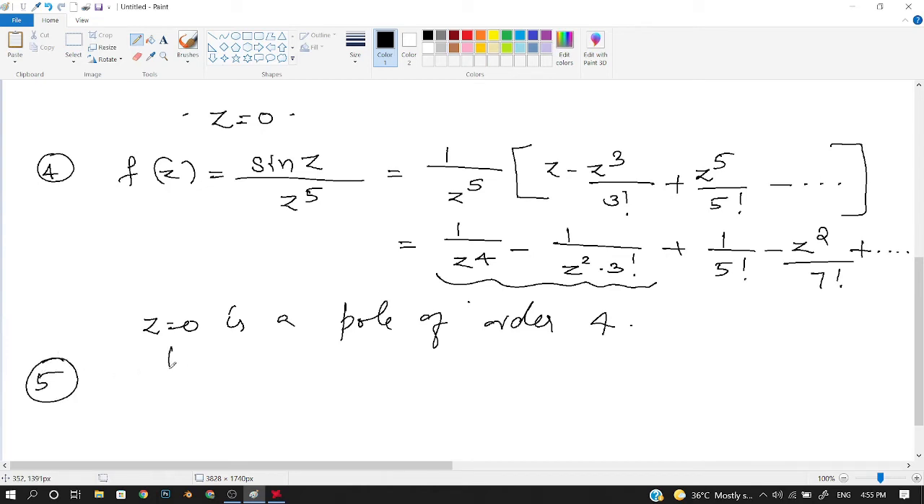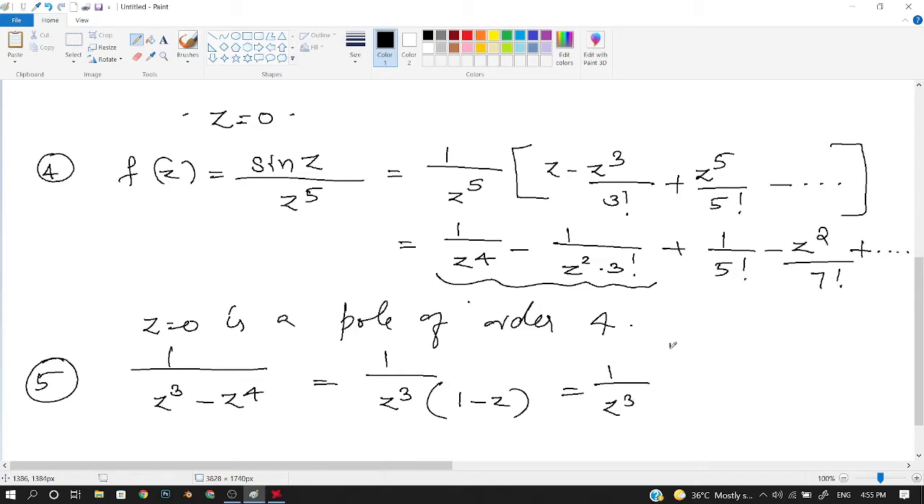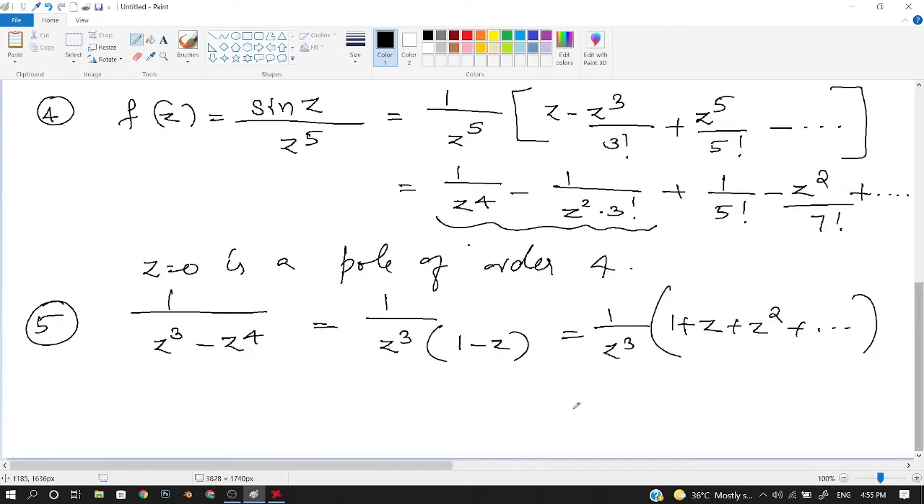Okay. Now another example, 1 by z cube minus z raised to 4. Here you can take z cube outside, so 1 minus z, then 1 by 1 minus z. Now you can expand that. That is 1 plus z plus z square plus etc. Now you can take that 1 by z cube inside the bracket. So 1 by z cube plus 1 by z square plus 1 by z plus 1 plus z square plus etc.